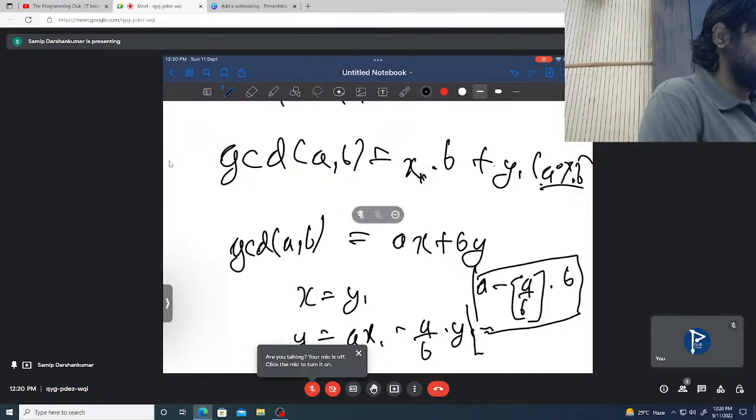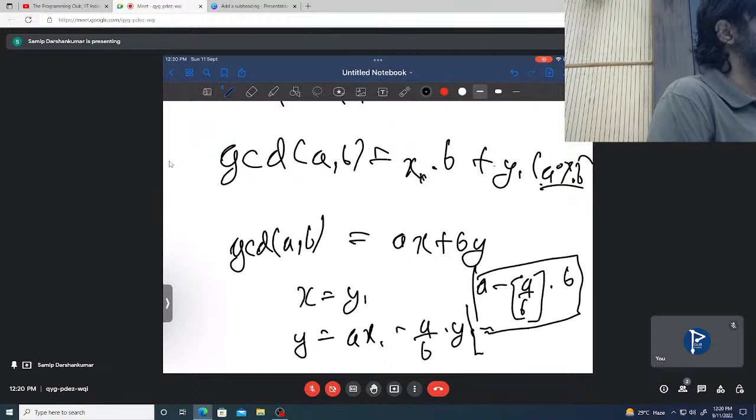So basically, the a mod b part. What I said is a mod b is subtracting the largest multiple of b less than or equal to a from a, right? So we can write a mod b as a minus a by b into b. So if we replace in that and the above equation and compare those two equations, equating x and y coefficients, then we will get this answer, x equal to y1. Should I equate? Okay, let me do it.